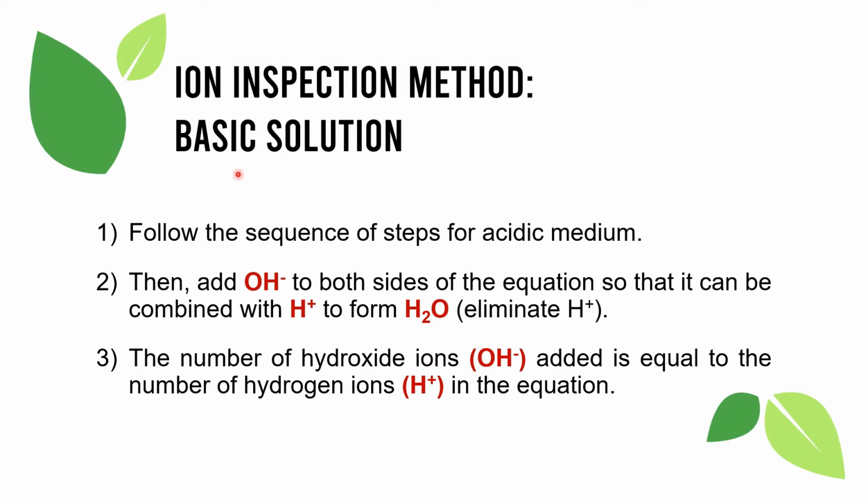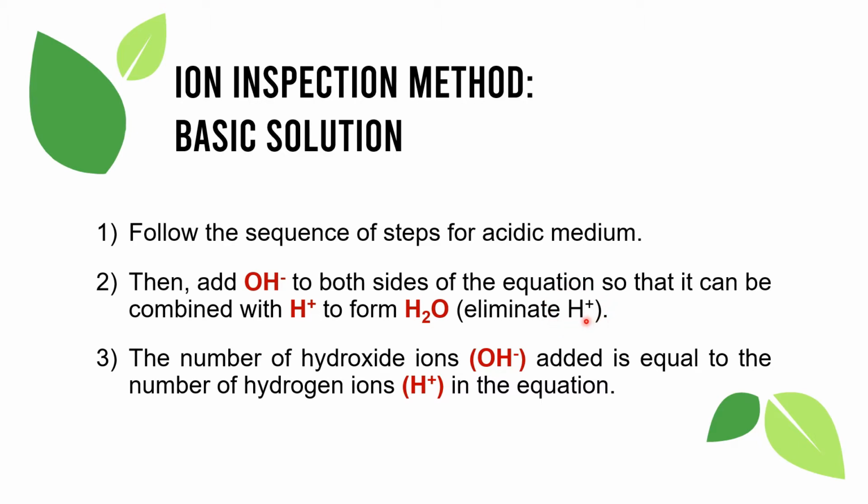So here are the steps to balance a redox chemical equation by using the ion electron method in basic solution. The first step, you have to follow the sequence of steps just like in acidic solution or acidic medium. Then we have to add OH minus ions to both sides of the equation. Maksudnya, tambah OH minus ion di sebelah kiri dan kanan of the balanced chemical equation. Kenapa? Sebab so that it can combine with H plus to form H2O. So this step must be done in order to eliminate the presence of H plus.